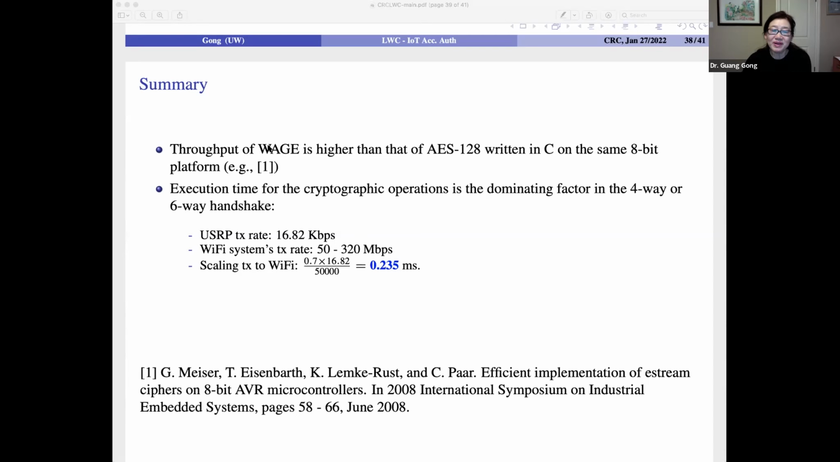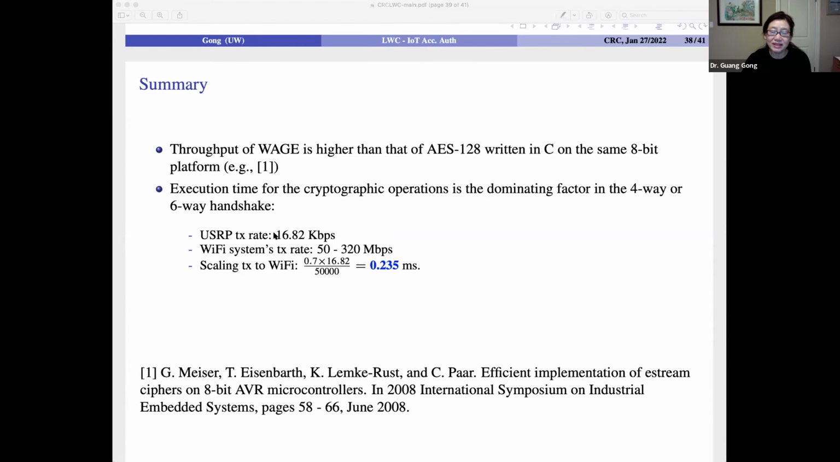For this comparison, basically, it has a better throughput than the AES 128-bit, written in C on the same 8-bit platform. Also, our execution time for the cryptographic operations is acceptable.